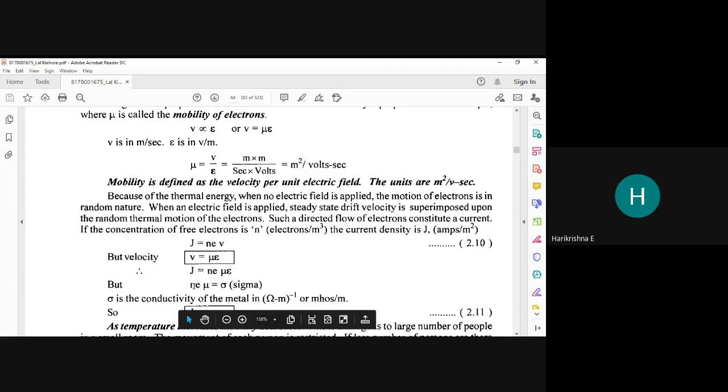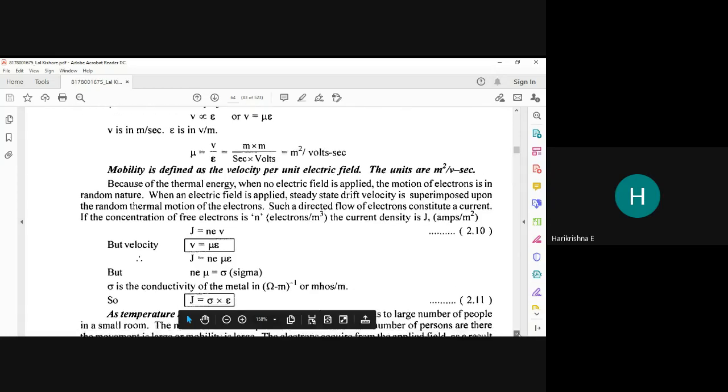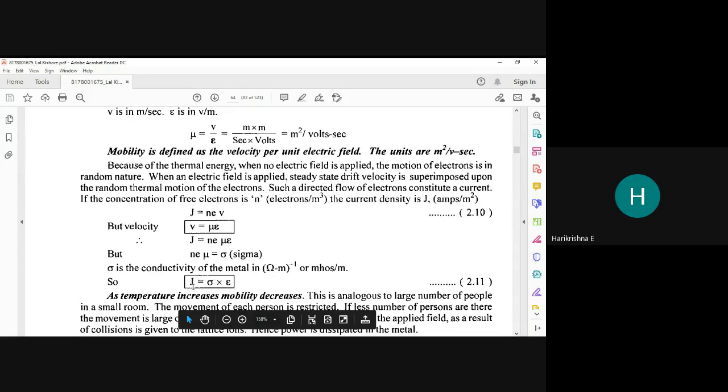N is the concentration of free electrons per meter cube. E is the electron charge, 1.602 into 10 power minus 19 coulombs. Mu is the mobility of electron. Sigma is conductivity. The unit for conductivity is mho per meter or mho per centimeter. So the final equation is current density is equal to conductivity sigma multiplied by applied electric field intensity.